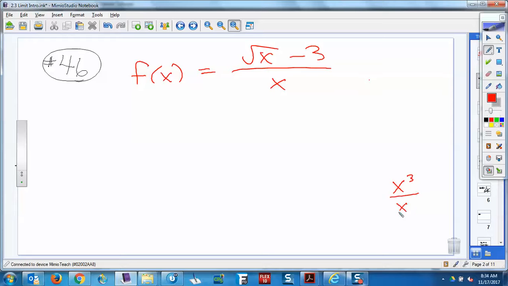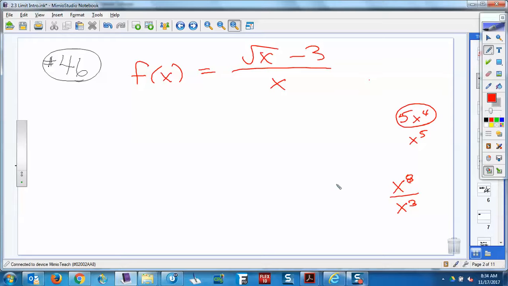X cubed over x cubed. Well, what's x cubed? That's a bad example. Let's do x to the 8th over x to the 3rd. Now, what's x to the 8th over x to the 3rd? That's x to the 5th. Well, what's the derivative of x to the 5th? 5x to the 4th. We know that should be our answer, right?